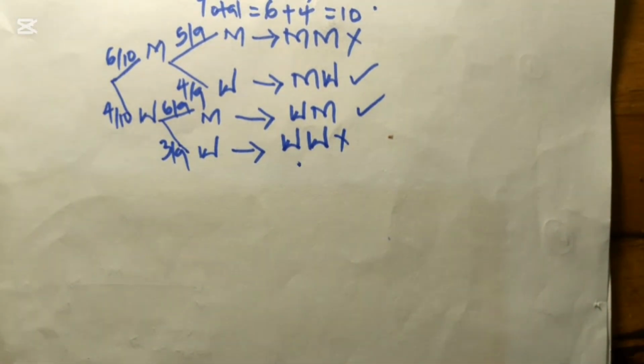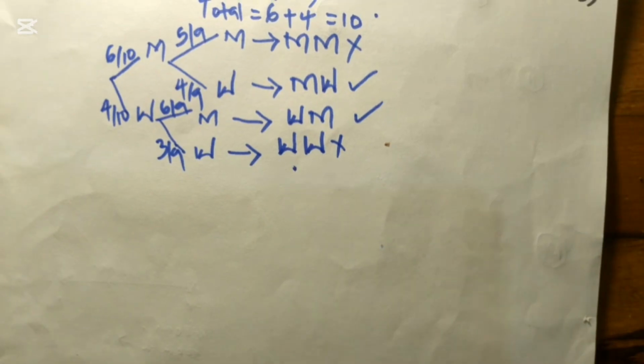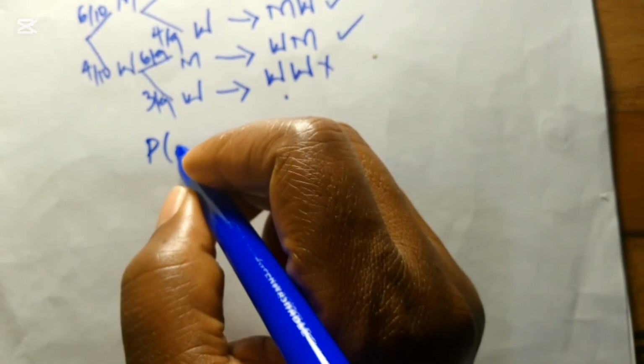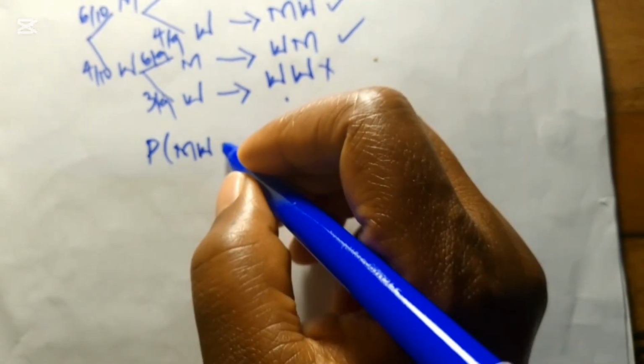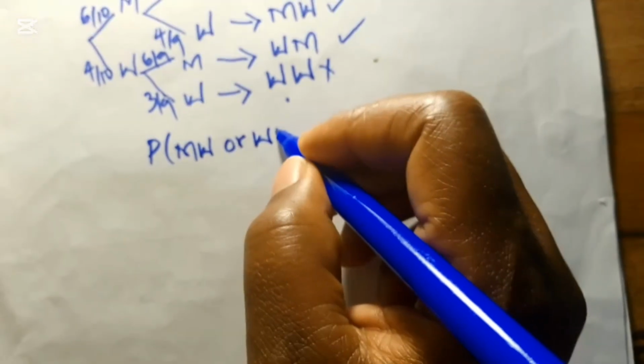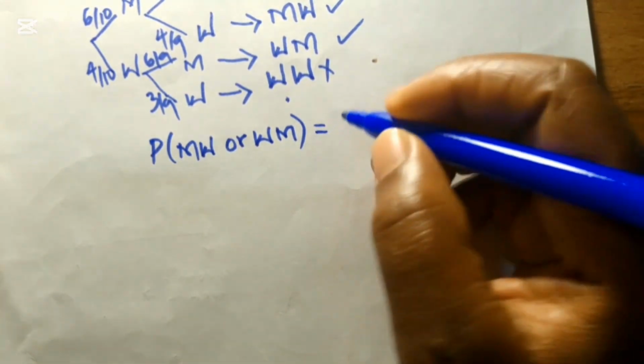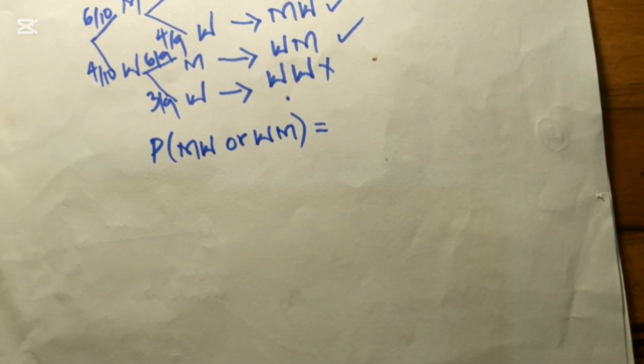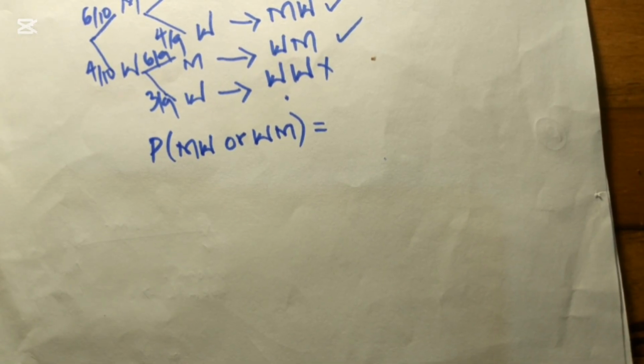So the probabilities are 2. So we'll have the probability of picking a man and a woman, or a woman and a man, which is given by, remember earlier I said that when we talk of and, the moment you mention and in probability, it means multiplication. The moment you mention or in probability, it means addition.